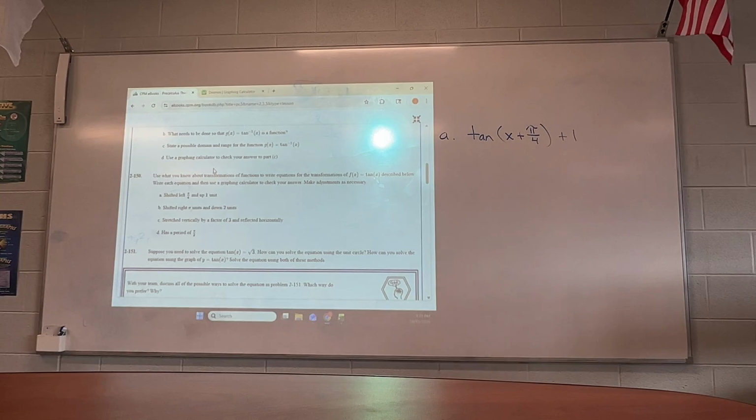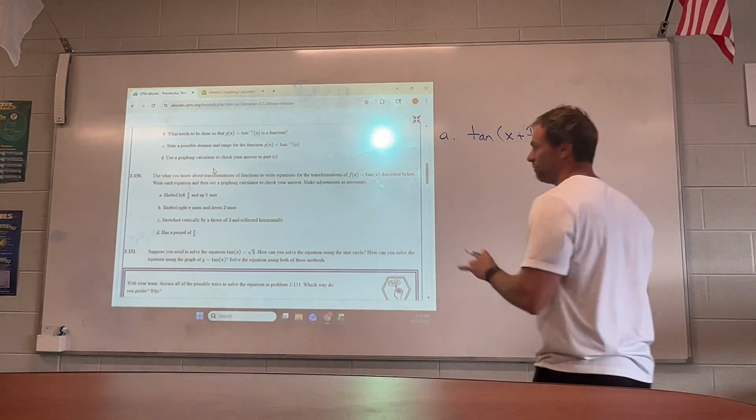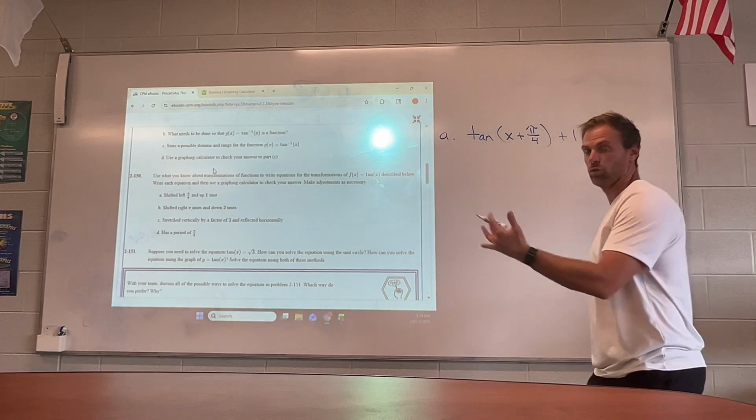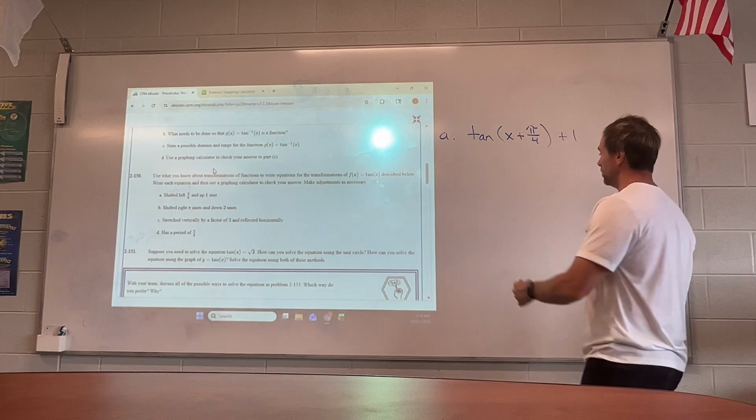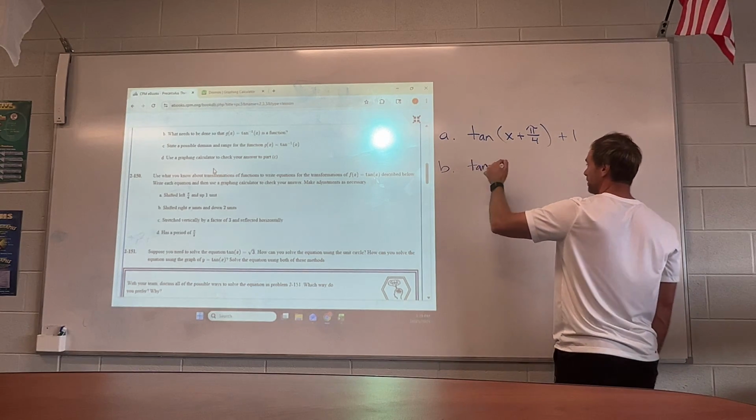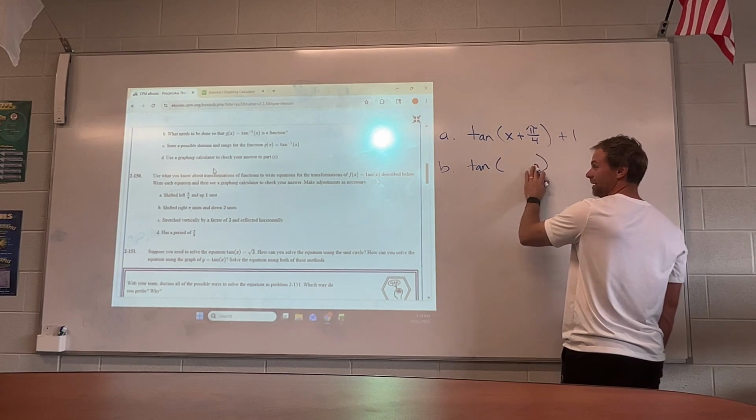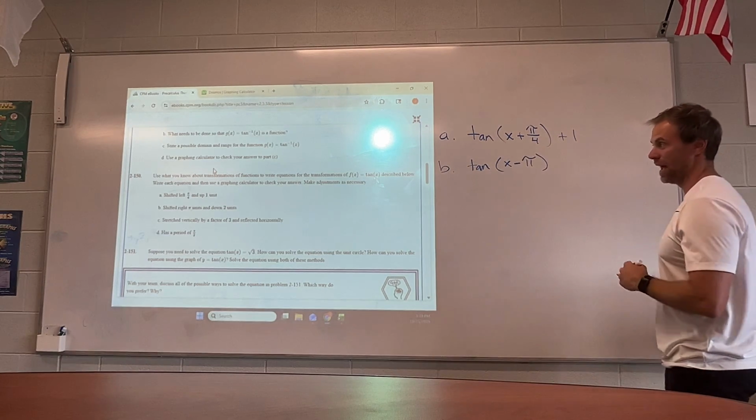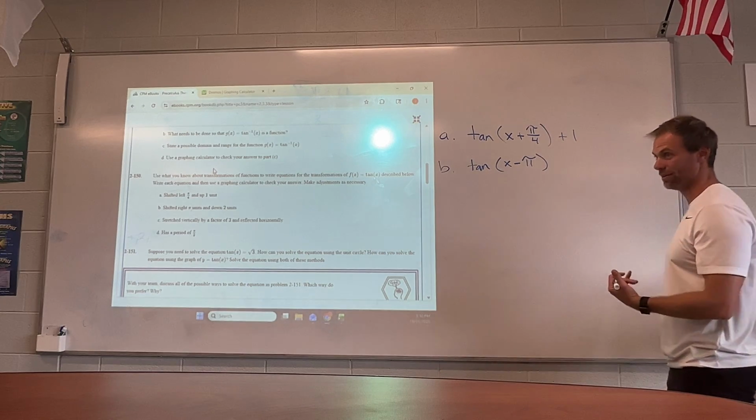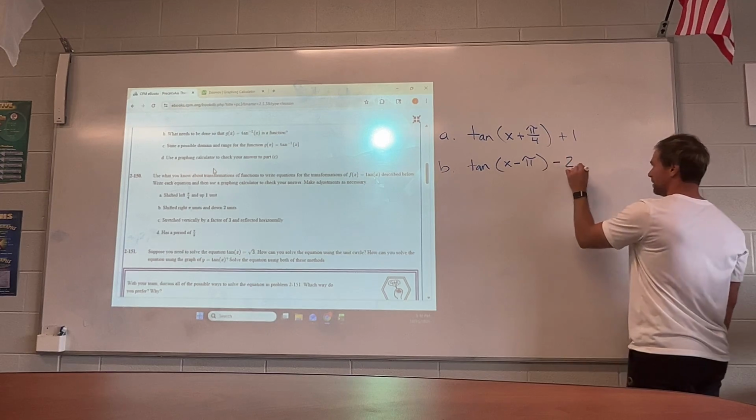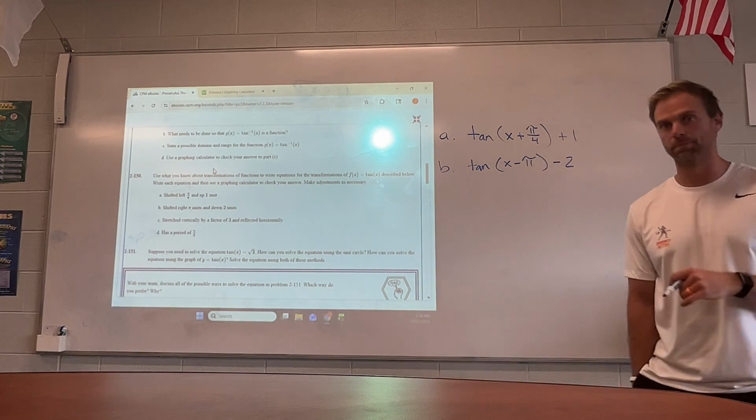Okay. B. Shifted right pi units down 2. Again, right pi, down 2. So again, horizontal changes where? Inside, opposite the sign. So x minus pi, the right pi, and then down 2. Down is where? Outside of the function. Vertical change is always outside of the function. Minus 2, shifting it down 2.